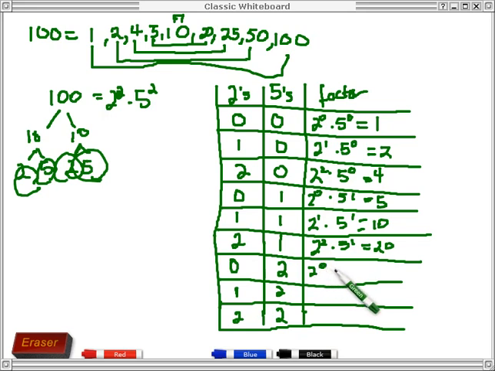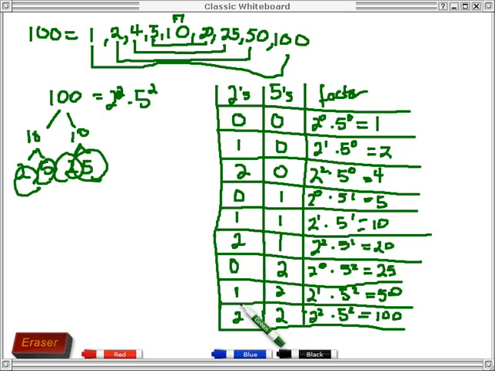2 to the 0 times 5 squared. Well, 5 squared is 5 times 5, which is 25. 2 to the 0 is 1. 1 times 25 gives me 25. 2 to the 1 times 5 squared is equal to 2 times 25, which is 50. And then 2 squared times 5 squared is 4 times 25, which is 100, which should be the number I started with, and sure enough it is.